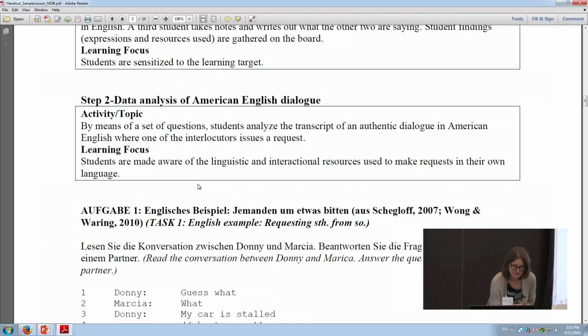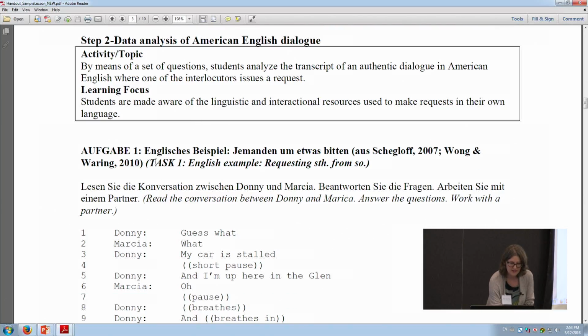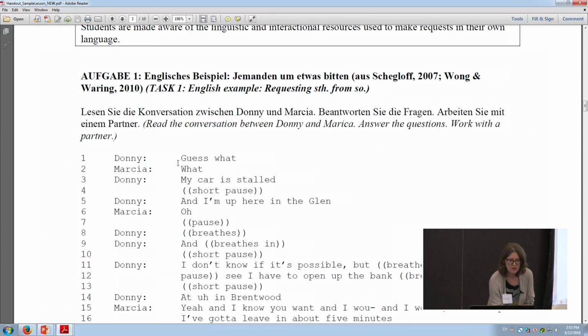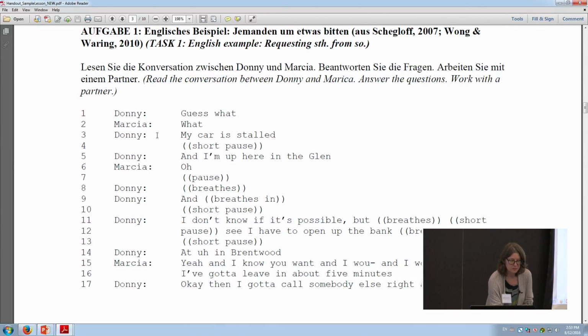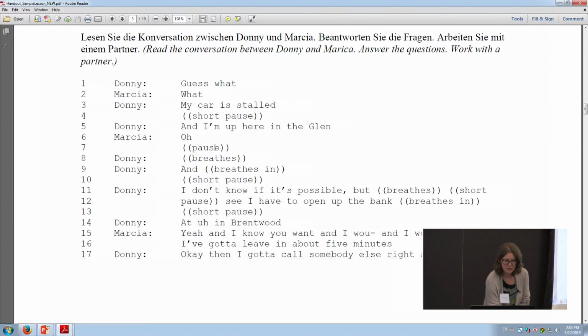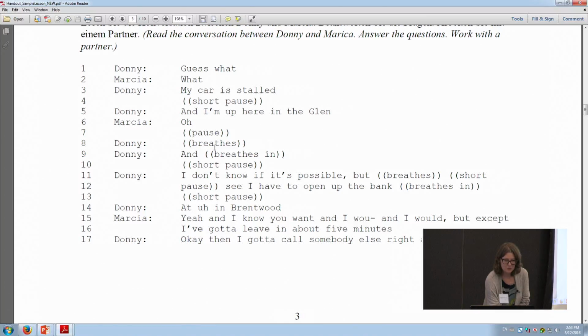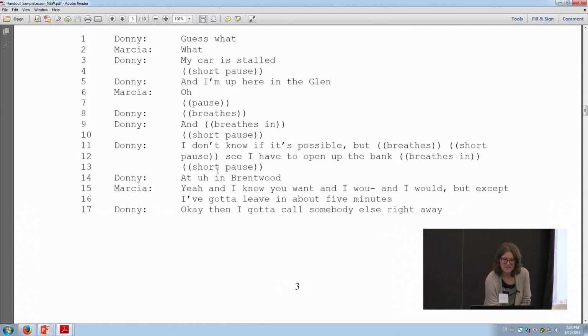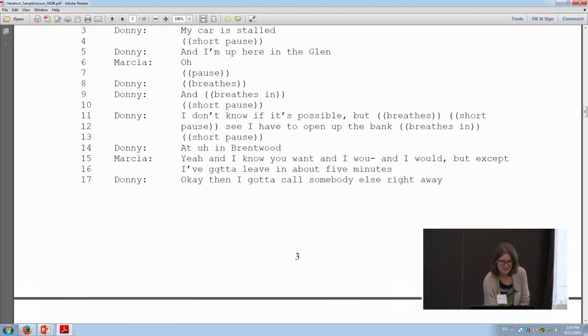So, and this is what you see here, okay. There's a so-called task number 1 with an English example. This is a conversation between Donnie and Marsha, and Donnie has a problem, yeah. So he starts off by saying, guess what? My car got stolen, and so on and so forth. I'm here in the Glen. So you can tell he wants to ask Marsha for her car, okay? So that's what's happening here. I don't know if it's possible, and then there's a short pause, and so on and so forth.